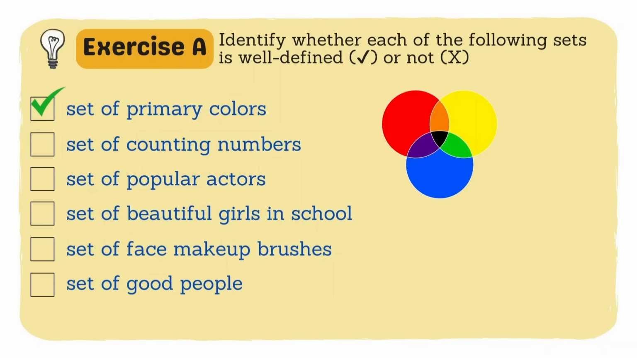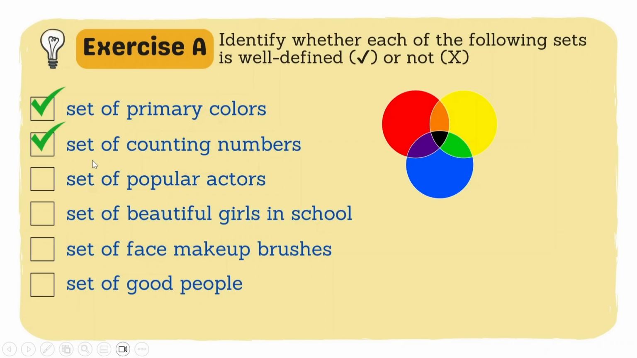Okay? Alright, let's have number 2. Set of counting numbers. Is this a well-defined set or not? Okay, ano ba yung mga counting numbers natin? Okay, we will start with 1, 2, 3, 4, and so on. Okay? So, lahat naman tayo mag-a-agree na pag sinabi nating 5, it's a counting number. Pag sinabi nating 6, it's a counting number. And all the elements of that set are counting numbers. So, therefore, this is a well-defined set.